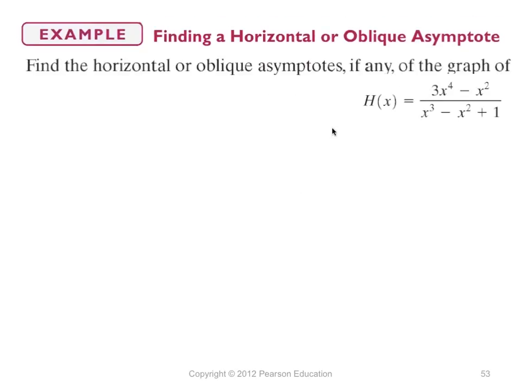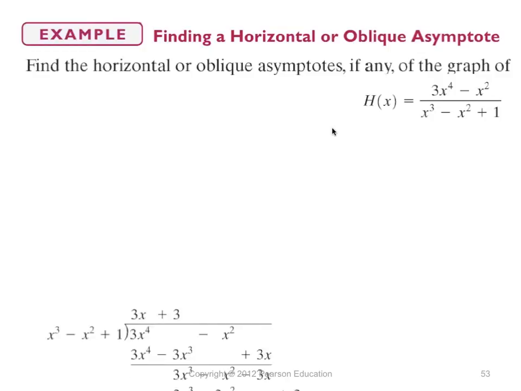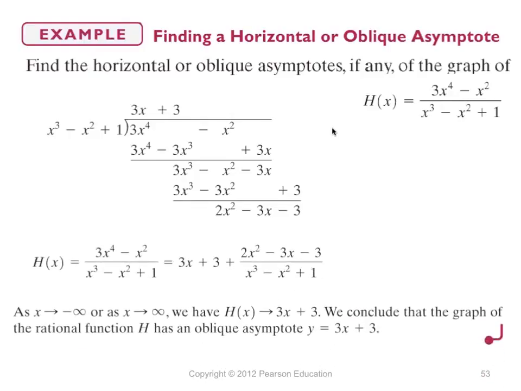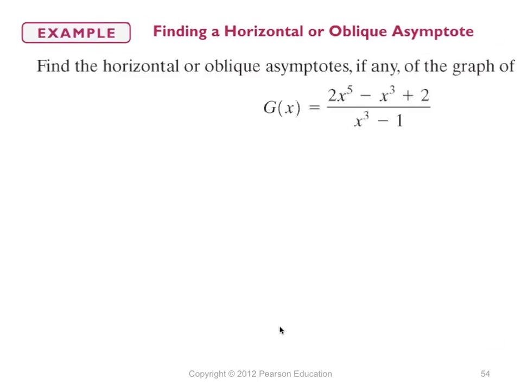Now, if you have something like this, where the degree of the numerator is 1 larger than the degree of the denominator, then you need to go ahead and do long division. If it's been a while since you've done this, I would suggest taking a look in your textbook and seeing exactly how to do this long division. But for this one, we get 3x plus 3. We end up with a remainder, but we just need to take that linear part. So this one's going to have an oblique asymptote at y equals 3x plus 3.